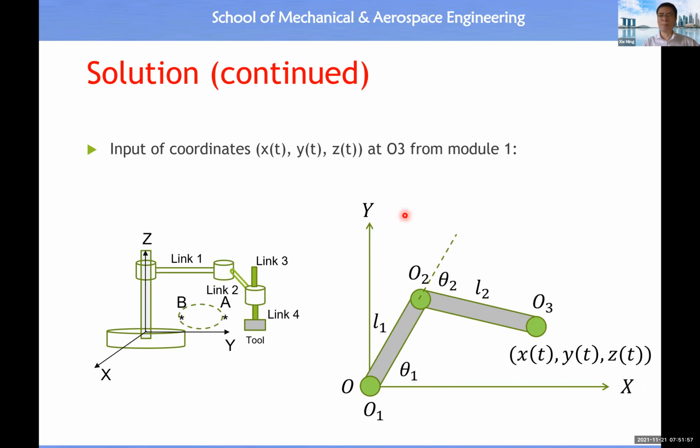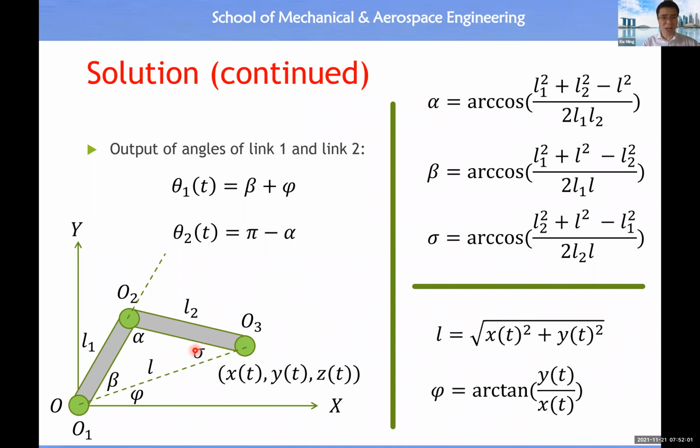And of course, this is a very simple case, then the solution is quite straightforward because if we link O1, O2, O3 together, we have a triangle, then we can apply the cosine theorem, okay? Cosine theorem tells us these three equations. For example, cosine alpha is equal to L1 square plus L2 square minus L square divided by 2 L1 L2. And cosine beta equal to L1 square plus L square minus L2 square divided by 2 L1 L. Then cosine sigma equal to L square plus L2 square minus L1 square divided by 2 L L2, all right?